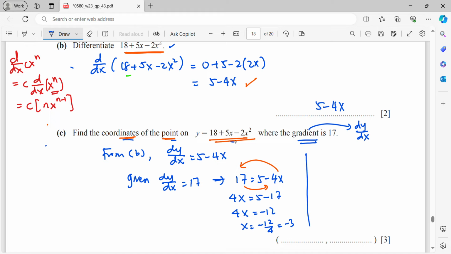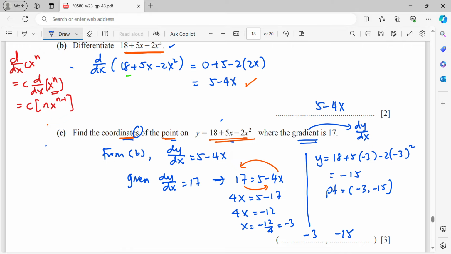With this x, we need to find the y value because we need the point. So now your y is 18 plus 5 times negative 3 minus 2 times negative 3 squared. Then this is going to be negative 15. So it means that I'm getting the point with coordinates negative 3, negative 15. So my final answer over here will be minus 3 and minus 15.